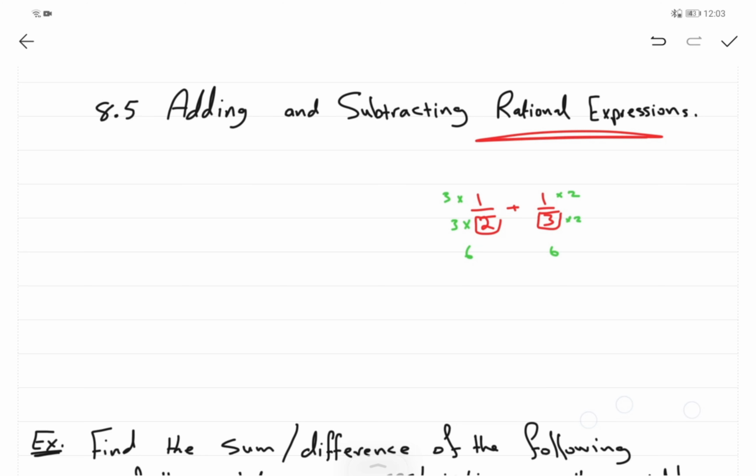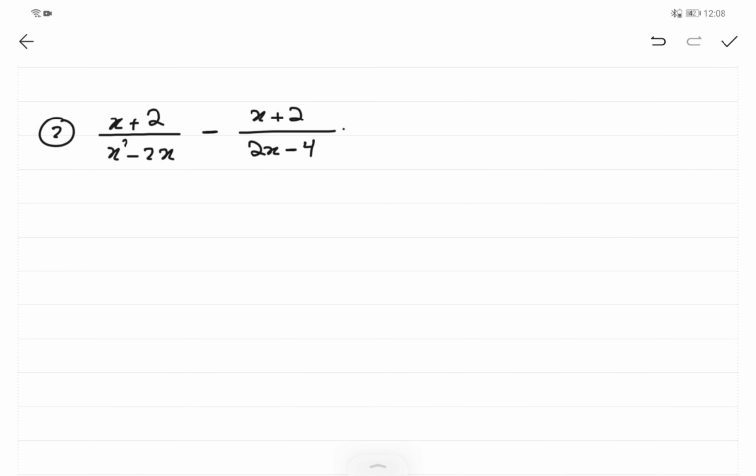So it becomes 3 over 6 plus 2 over 6. Now we have the same denominator, so we can add them by keeping the denominator 6 and adding the numerators. So 3 plus 2 is going to be 5. Here we have another example, but we need to subtract the rational expressions.